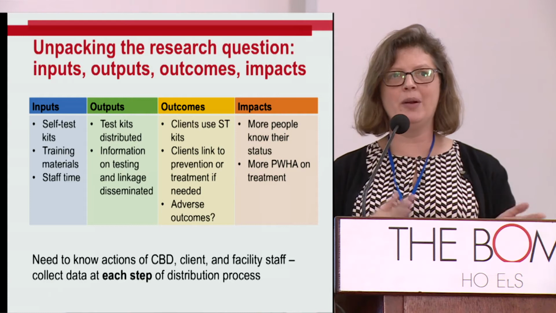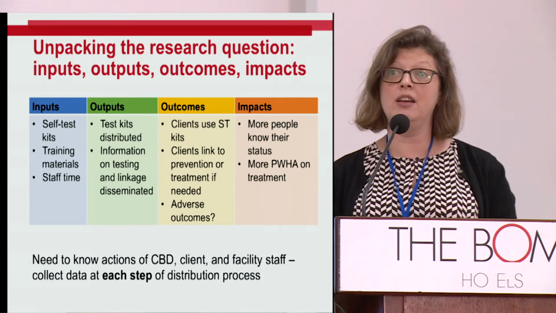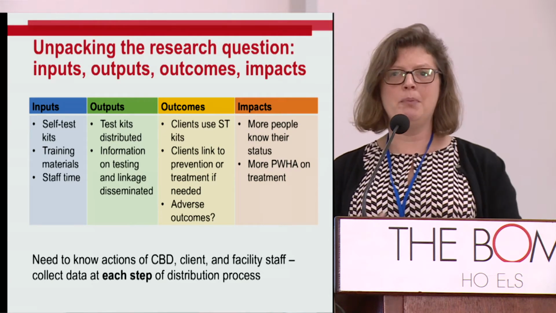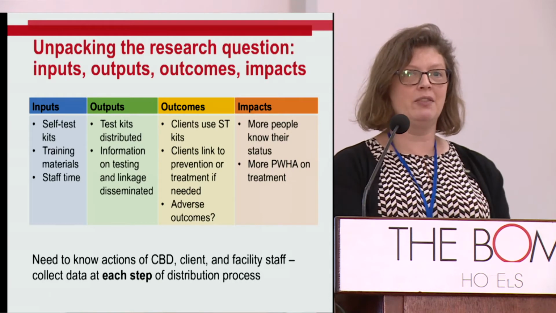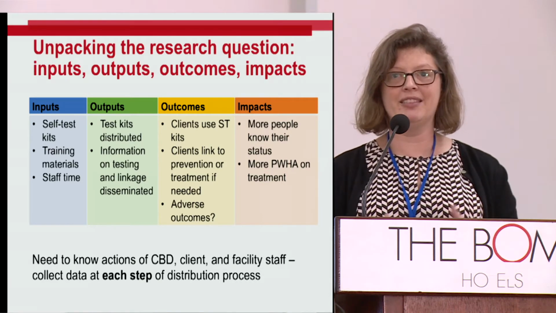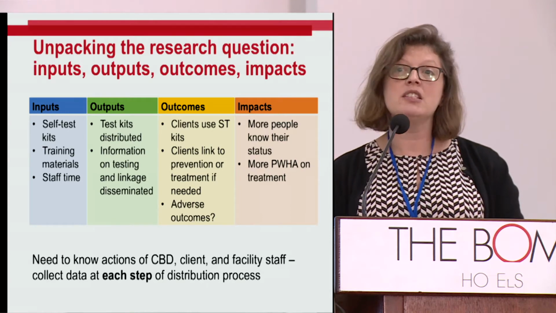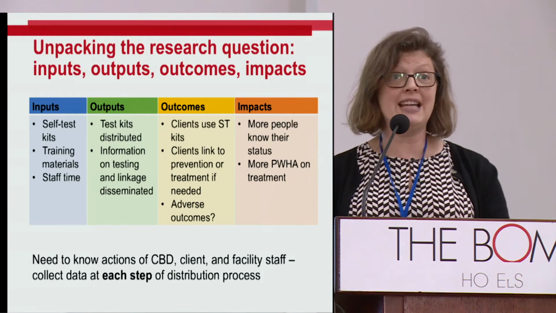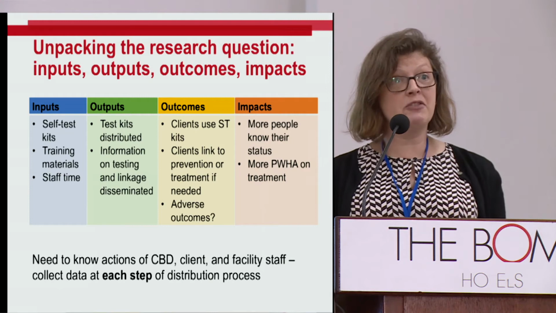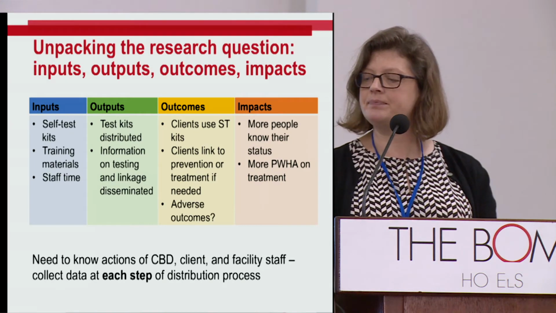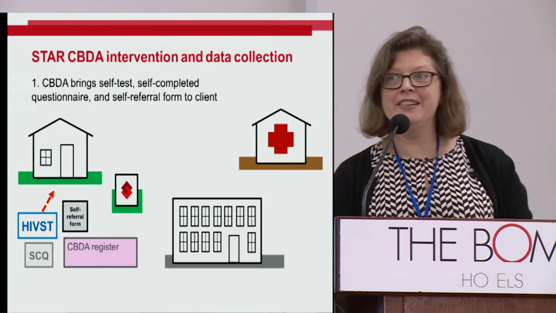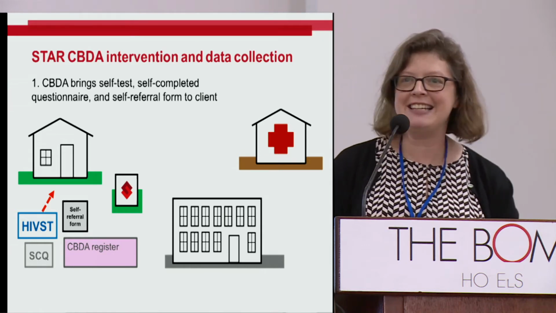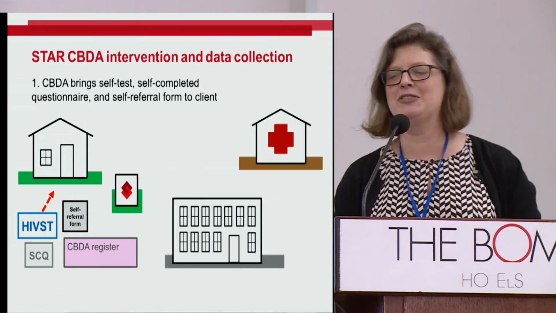On the one hand, we want to know what happens at each step of the community distribution process. So what the distributor does, what the client does, and what the facility does. But at the same time, we can't control that because we're giving this self-test to a client and hoping that they will take the initiative themselves. So the strategy that we've used in STAR is to collect data at different steps in the distribution process and from different actors within the distribution process. So I've created some nice graphics, so you can sort of enjoy little pictures of houses and things as I talk about the different, somewhat dry data collection tools we use.